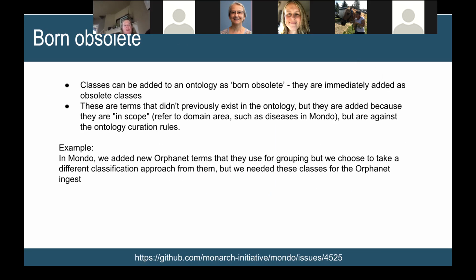We had a use case in Mondo where, since we're merging in terms from other terminologies, we wanted to align with Orphanet. They use some grouping classes, but we take a different classification approach from them. So we didn't want to have these as proper disease classes, so we just included them as born obsolete. They were immediately added just as obsolete terms.